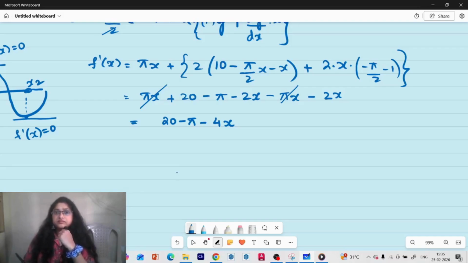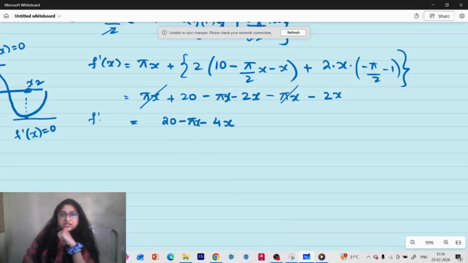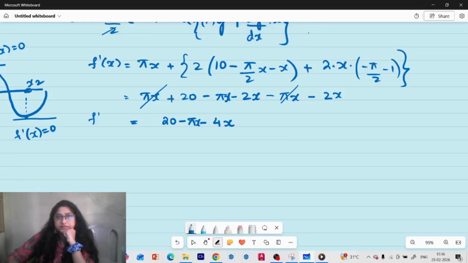One second, here 2 into 2, so it should be, I'm sorry, there's an x here, there's an x here as well. Okay, 20 minus pi x minus 4x, f dash x. Minus pi x minus 4x.